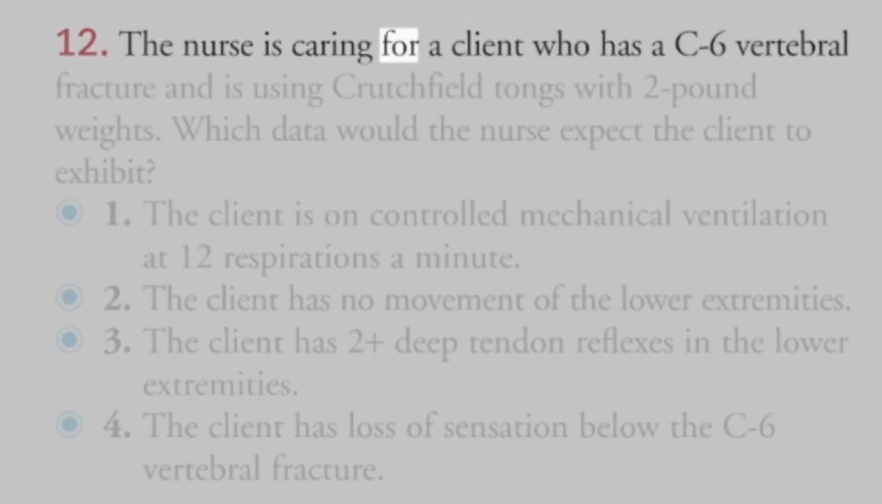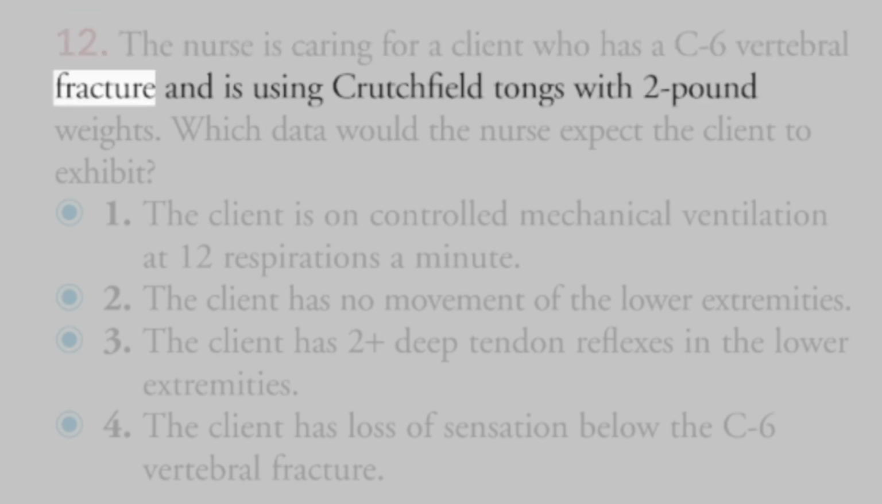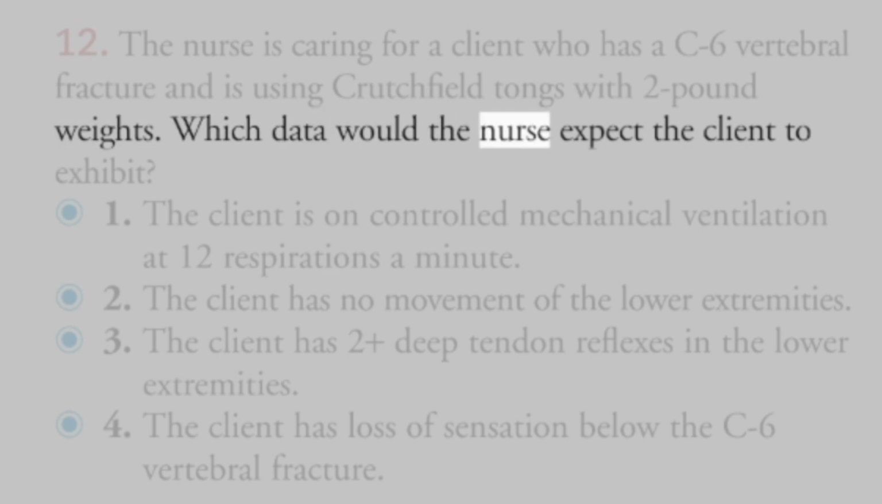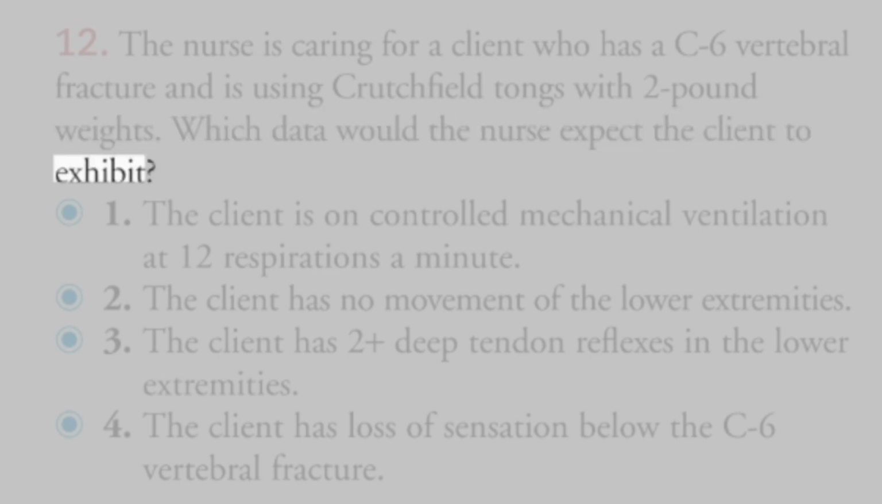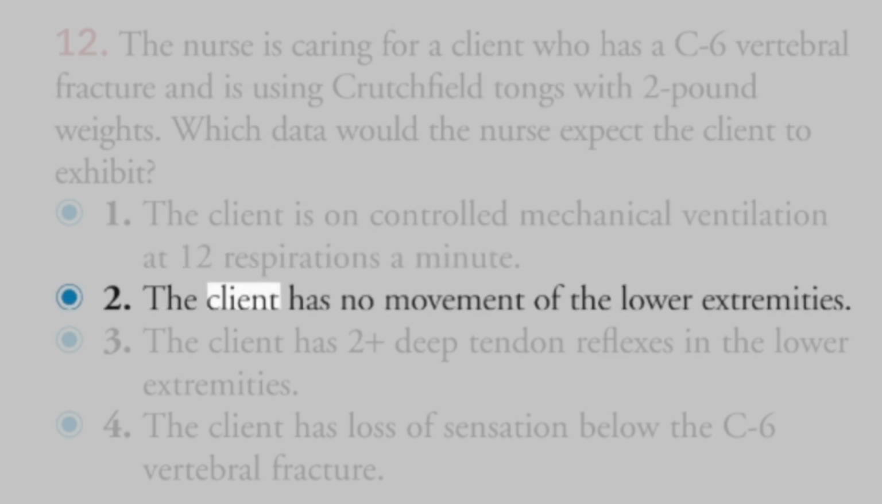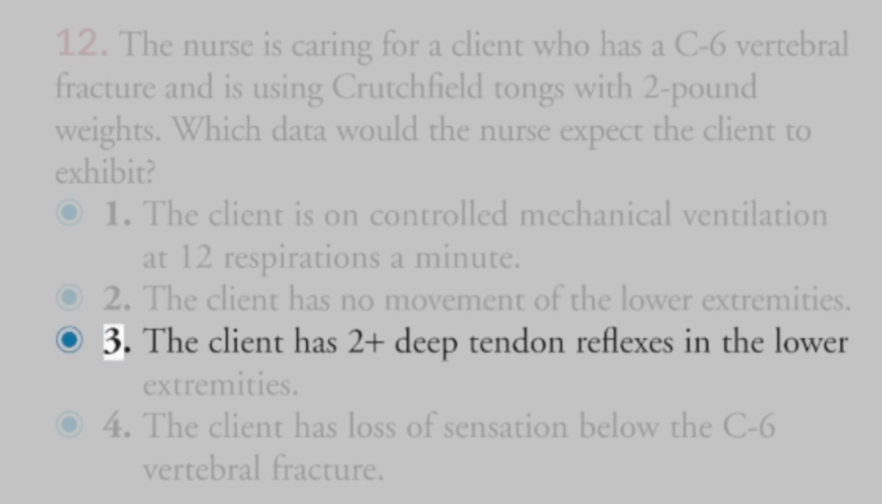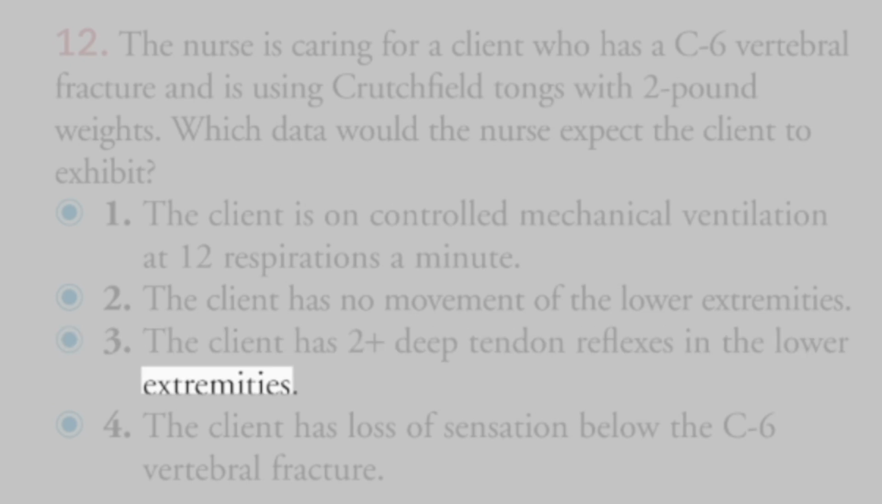12. The nurse is caring for a client who has a C6 vertebral fracture and is using Crutchfield tongs with 2-pound weights. Which data would the nurse expect the client to exhibit? 1. The client is on controlled mechanical ventilation at 12 respirations a minute. 2. The client has no movement of the lower extremities. 3. The client has 2+ deep tendon reflexes in the lower extremities. 4. The client has loss of sensation below the C6 vertebral fracture.